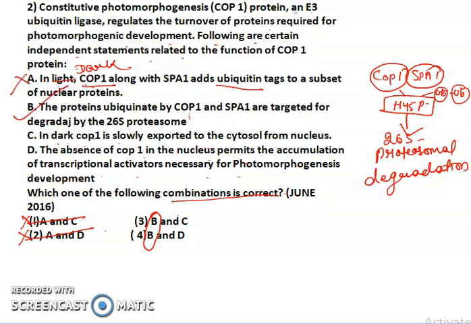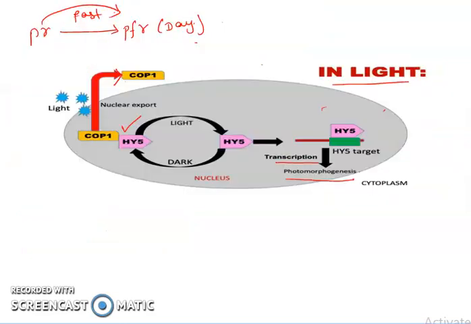Now we will be discussing about the third option. The third option tells us that in dark, COP1 is slowly exported to the cytosol from nucleus. It is the incorrect answer. It is taking place in the light. During the light condition, when there will be presence of PFR, it will enter inside the nucleus. With the help of the diagram, we will see this.